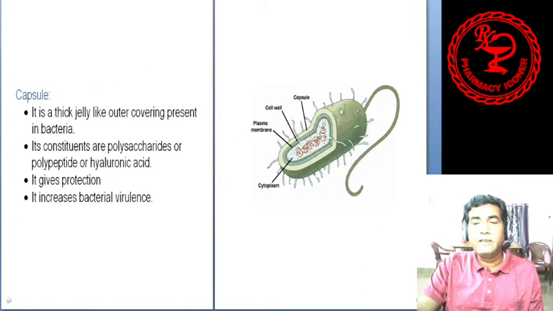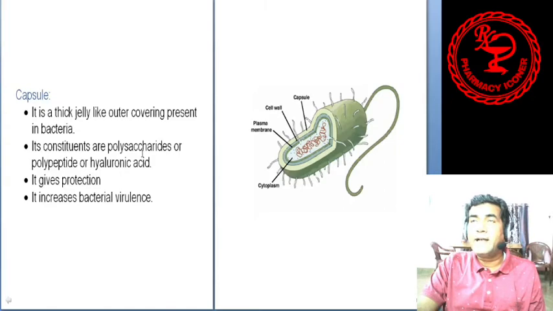Capsule: outside the cell wall, there is a jelly-like formation. So that is called capsule. This is the jelly-like outer covering. And what are its constituents? They are polysaccharides, polypeptides, or hyaluronic acid. These are the different constituents.